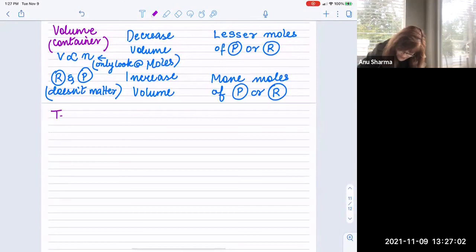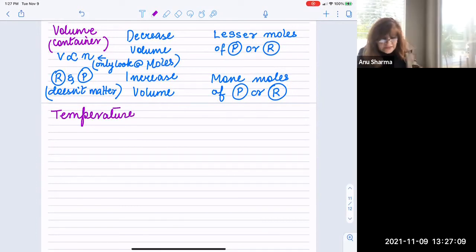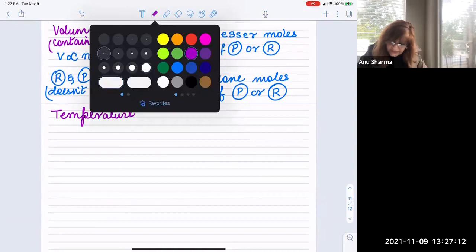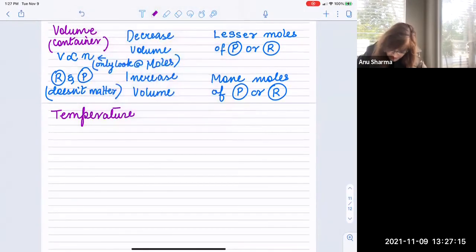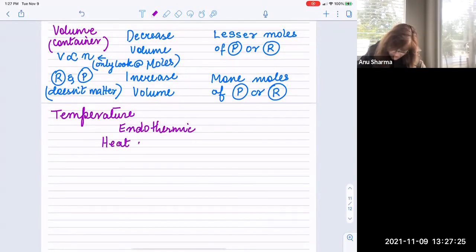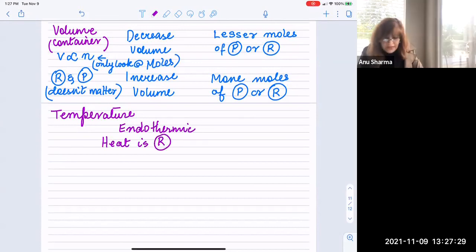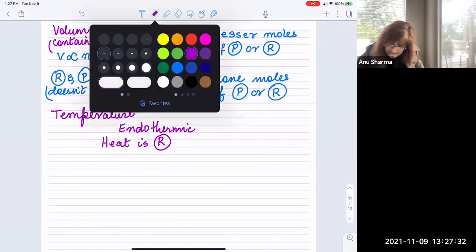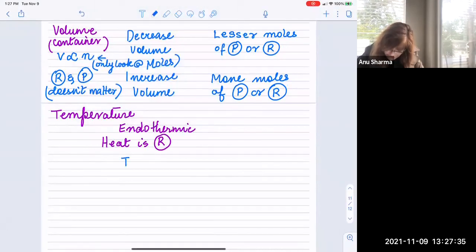Now comes the temperature. If you increase the temperature, what happens? And when you decrease the temperature, what happens? Remember, increasing and decreasing the temperature also depends upon what kind of reaction it is. If the reaction is endothermic, it is already needing heat from outside. Remember that in endothermic reactions, heat is a reactant. So what happens when you increase the amount of heat? Temperature increased means more heat added. Temperature decreased means less heat in the system.